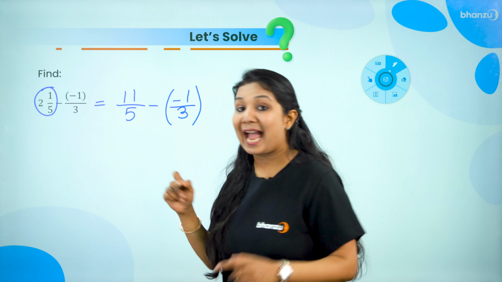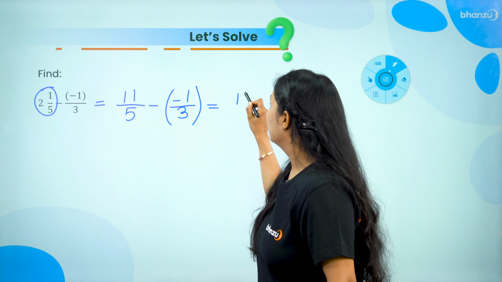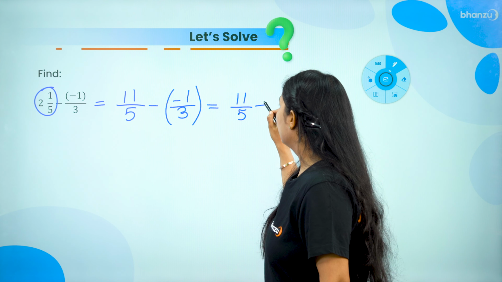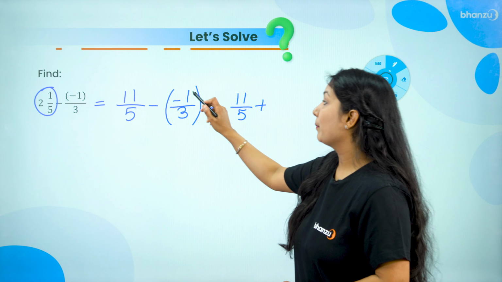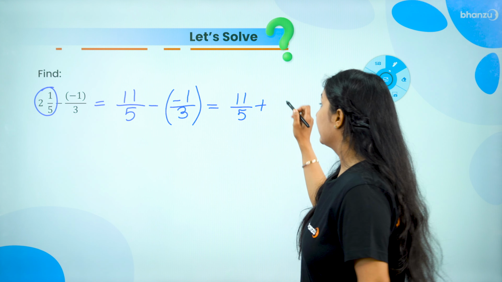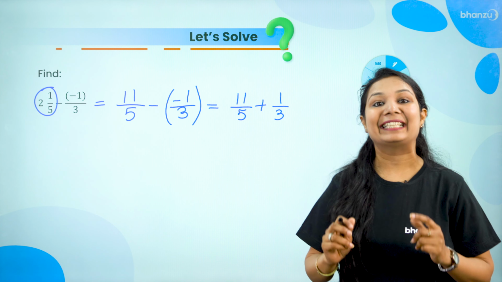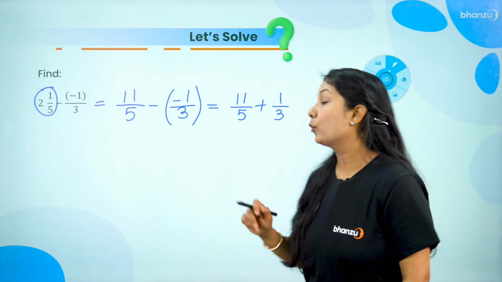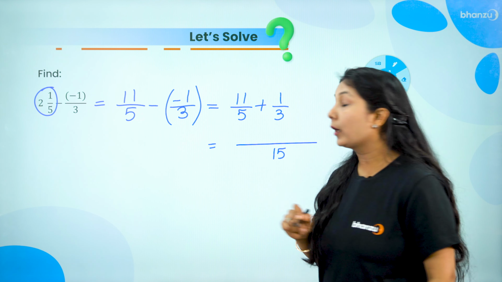So what we can actually do over here is add the additive inverse of the second rational number, which is minus 1 upon 3. So its additive inverse would be 1 upon 3. Now we see that the denominators are different. So what should we do? We should take the LCM as 15.